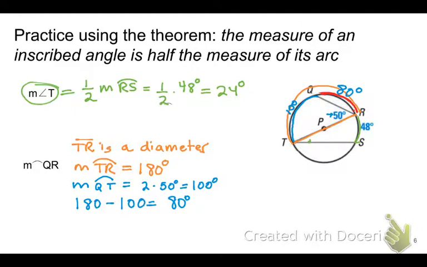Okay, so that took a couple steps. You had to realize that line TR was a diameter, and so that arc of TR had to be equal to 180. Then you had to notice that you know what the measure is of this arc because you were given the measure of its inscribed angle. Okay, and then you have to do a bit of subtraction to get it done. But this is very typical of problems that you'll see in the homework and on quizzes and tests.